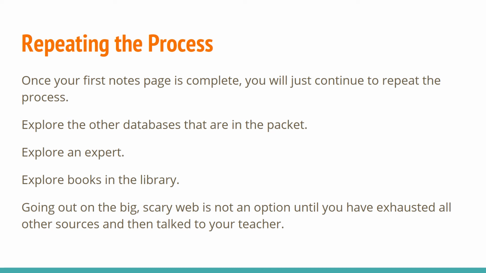Once your first notes page is complete, you will continue the process for the next 3 to 4 to 5 sources, depending on how many you need. Be sure to explore other databases that are in the packet. Make sure that you don't only use Britannica, because you can only use Britannica once. Maybe explore an expert. Maybe you know someone who knows a lot about your topic and you want to interview them. Have your teacher help you generate questions for that person and maybe email them or interview them face-to-face or on the phone. Explore books in the library. You can always ask for a library pass if there's a book in the library that you would like to use as one of your sources.